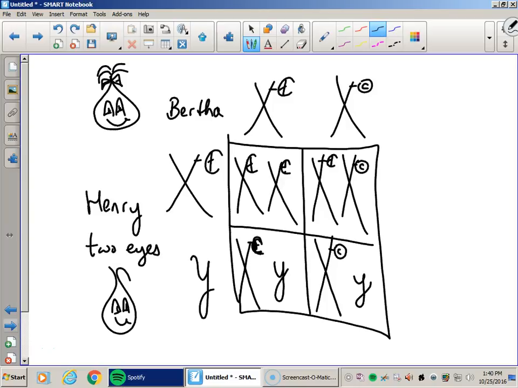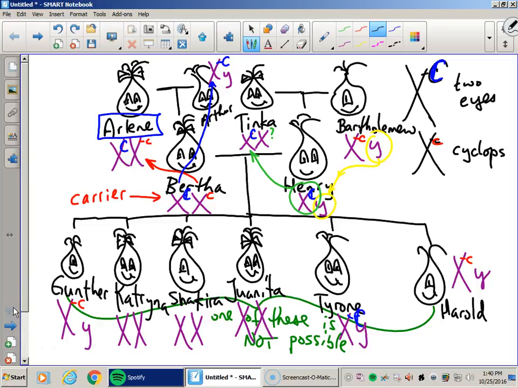All right. So we can see from this Punnett square that a homozygous recessive female is not an option. Is it? It doesn't appear. Okay? So if we go back to our pedigree, that's what Shakira would have to have been.